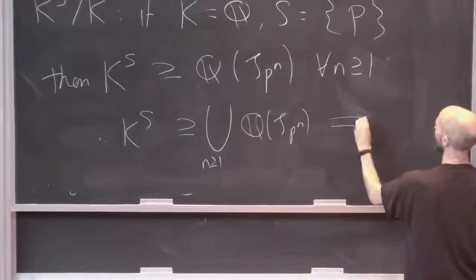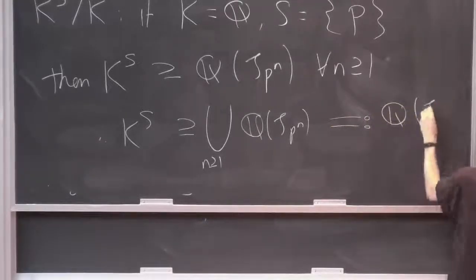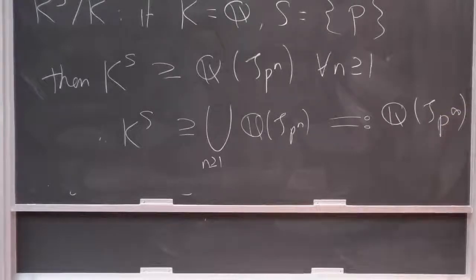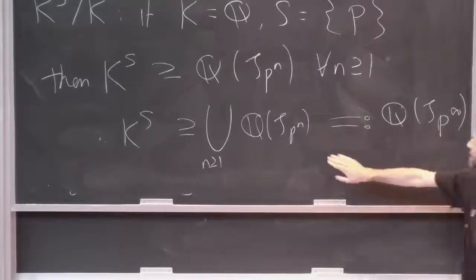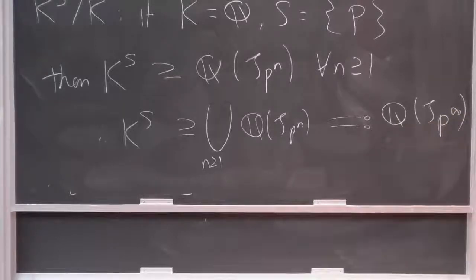And by definition, this is just notation, Q(zeta_P^infinity). This is strange notation, because zeta to the P to the power infinity is not an object. That can't exist by itself. It can only exist in that kind of phrase, where it just means this. So don't try to figure out which complex number zeta to the P to the power infinity is.